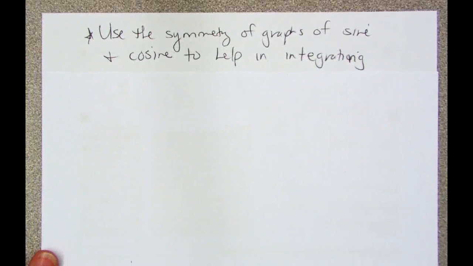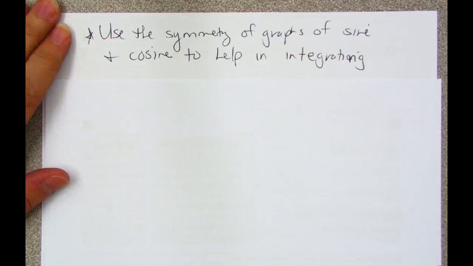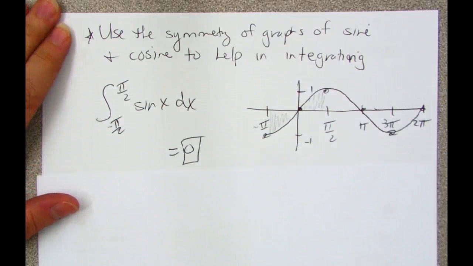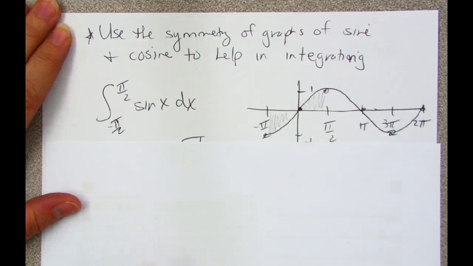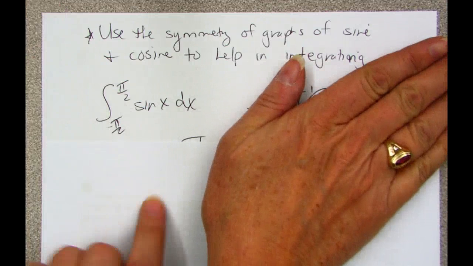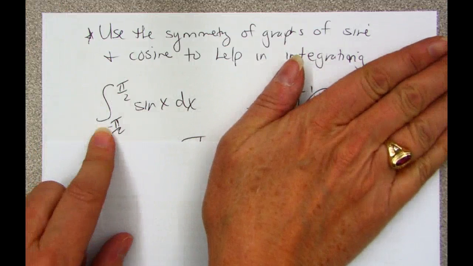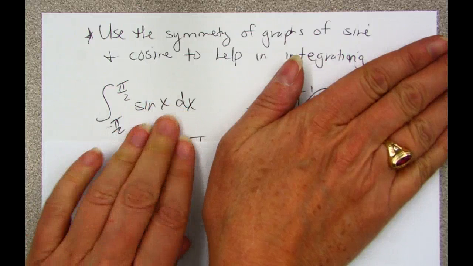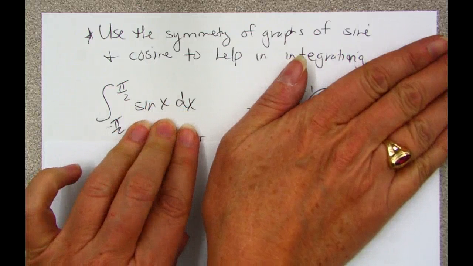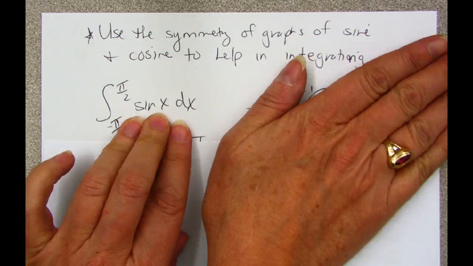Use the symmetry of graphs of sine and cosine to help integrating. Now I want you to think about it graphically or go sketch it out in order to think about how to do this. So if I give you this, I know you've already seen it over here, from pi over 2 to negative pi over 2 of sine of x dx. I'm asking you to remember this. You need to remember this from pre-calc, how to graph sine of x.